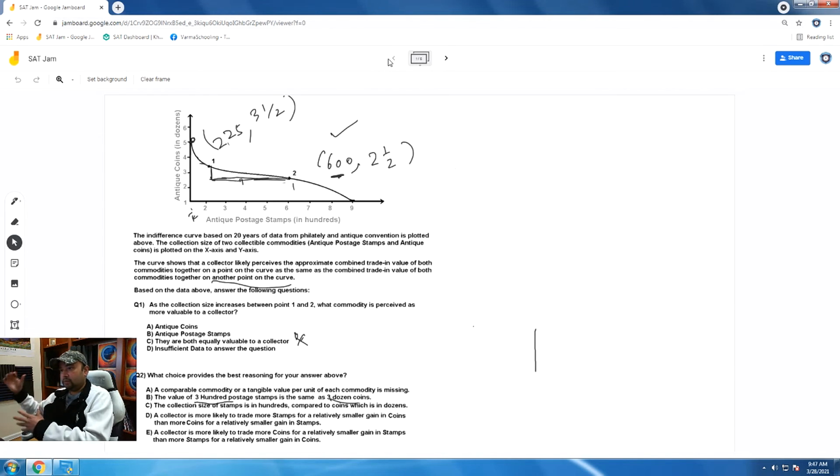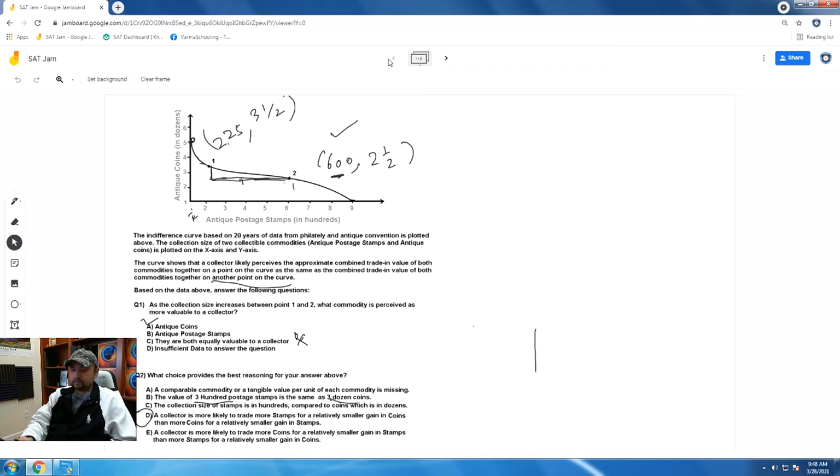As you gain a lot more of a quantity, the more valuable quantity surfaces above on its own, because the curve sort of flattens out as more and more experience goes into the system. So the correct answer for that would be the antique coins are more valuable between point 1 and point 2, and that's because of choice D. A collector is more likely to trade more stamps for a relatively smaller gain in coins. So that's how you deal with the question of indifference curves.